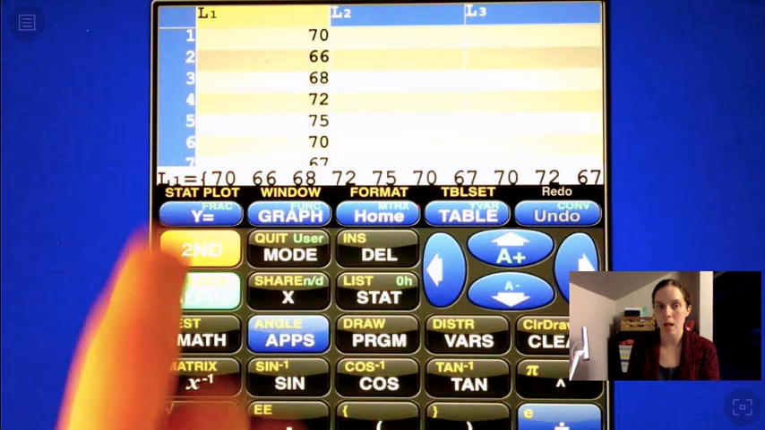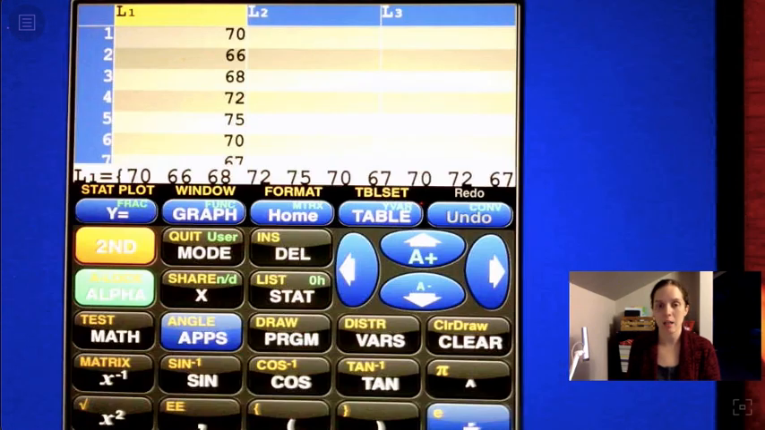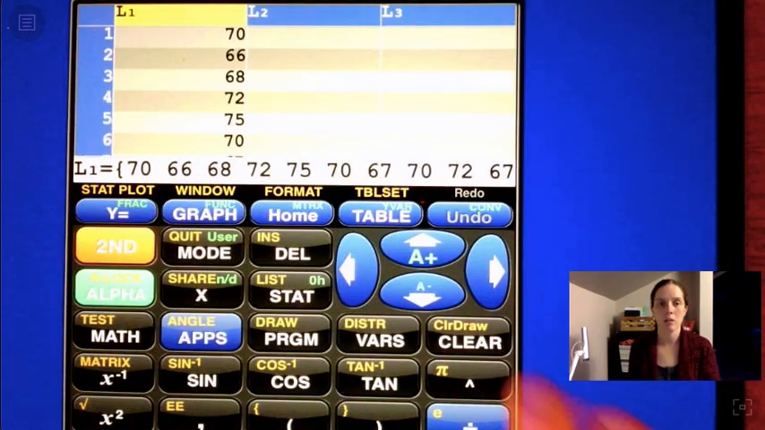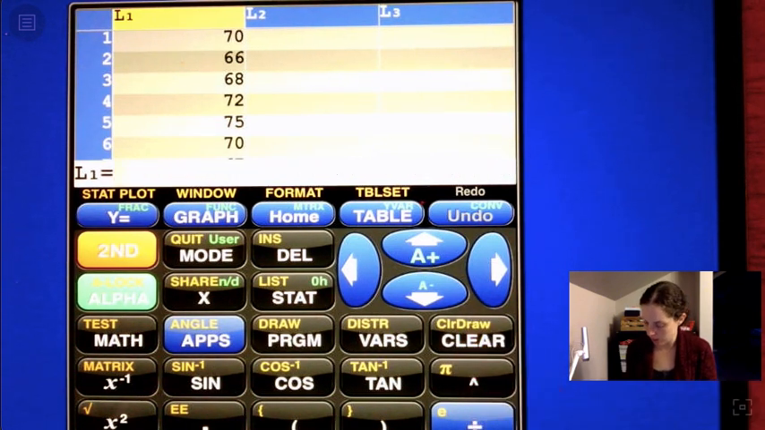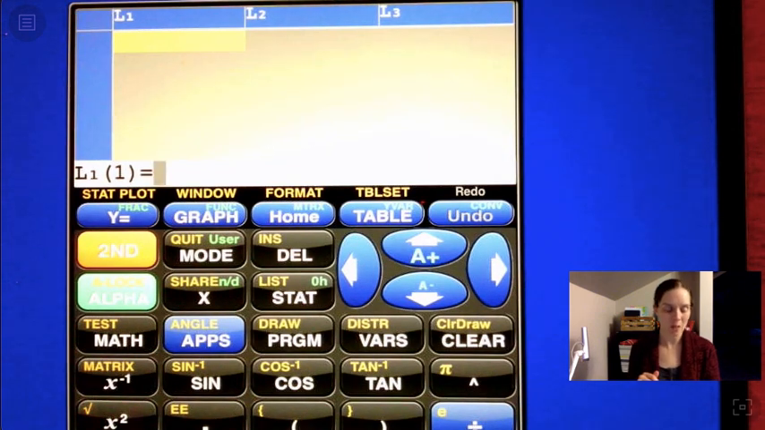So I'm going to tap the L1. I'm going to hit clear, which is right here, and I'm going to hit enter, which is at the bottom. And that will, well, maybe clear, enter. There we go.